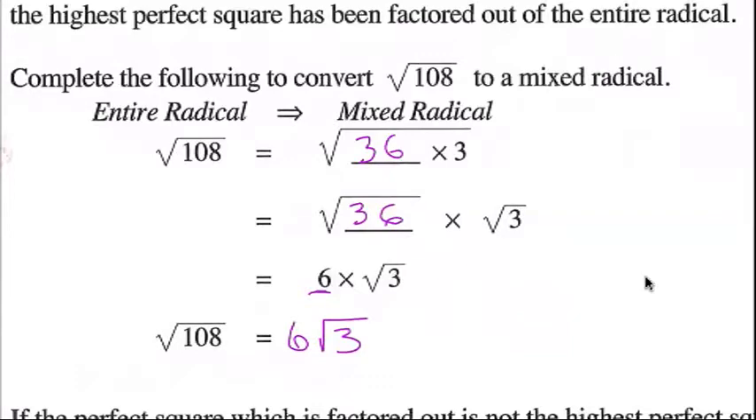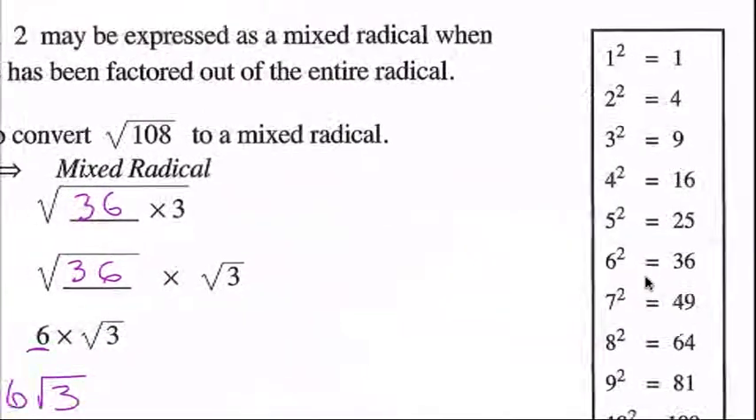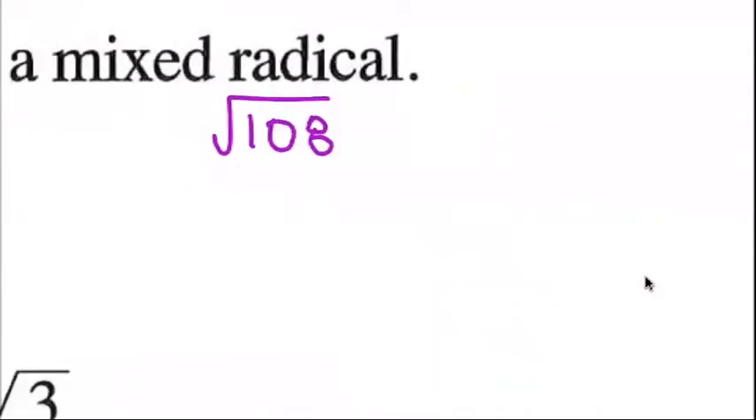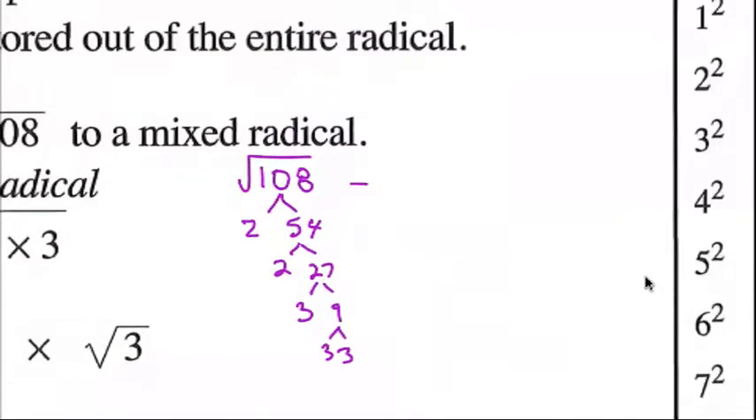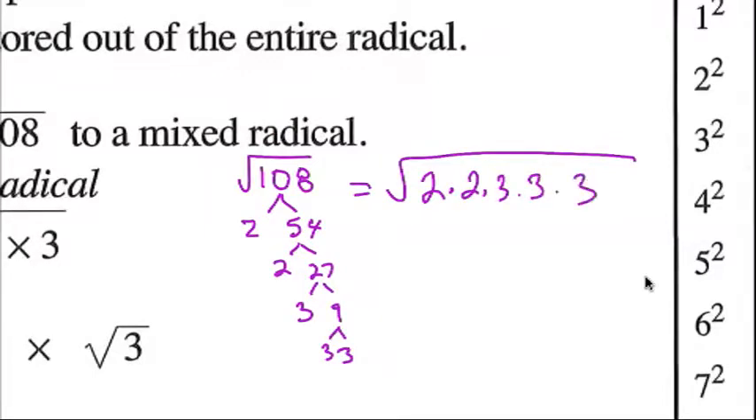Or, and I'll show you the prime factorization right here, right now, because I think I've got lots of space to do that. Square root of 108. I know that divides by 2, so that's 2 and 54. That also divides by 2, and that's 27. And that's going to be 3 and 9 and 3 and 3. So the square root of 108 is also the square root of 2 times 2 times 3 times 3 times 3. Because this is a square root, I look for groups of 2.